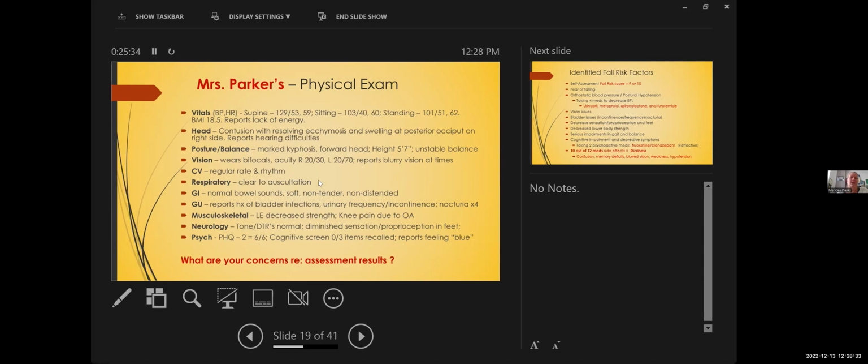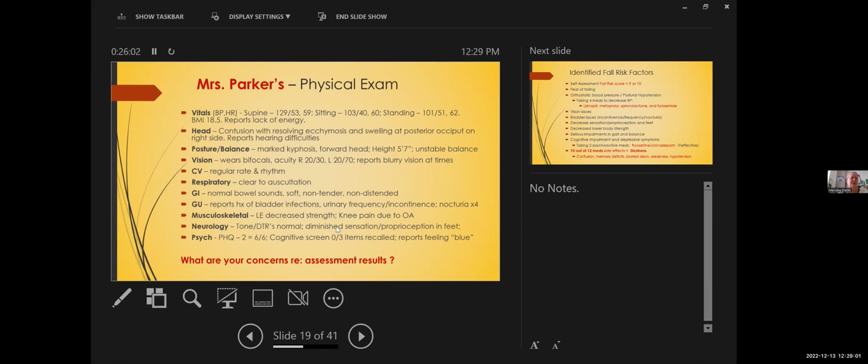Lungs look good, GI system's good, but her urinary system, she reports a history of bladder infections. She reports urinary frequency, incontinence, and gets up 4 times at night to go to the bathroom. So these are adding to our fall risk. She does have decreased strength in her lower extremities. She complains of that, especially knee pain.